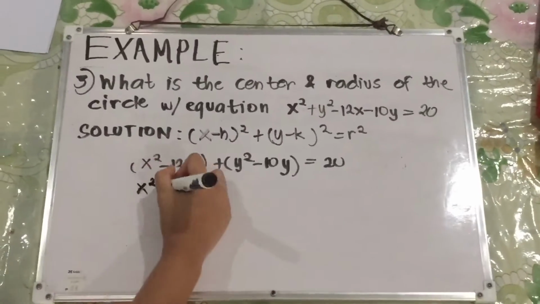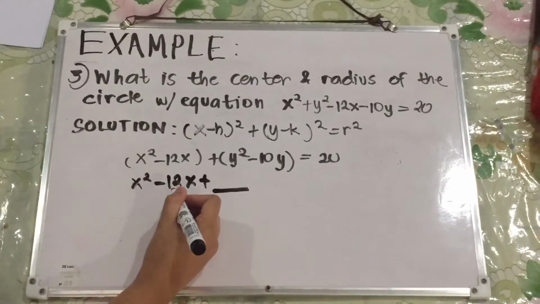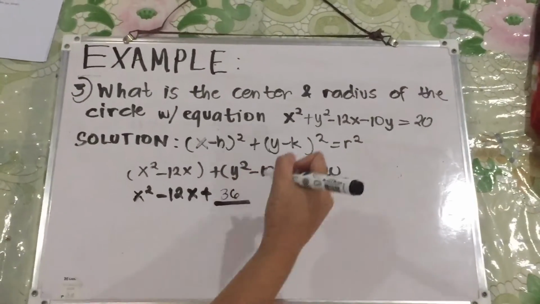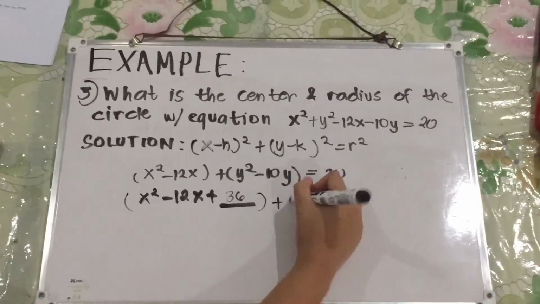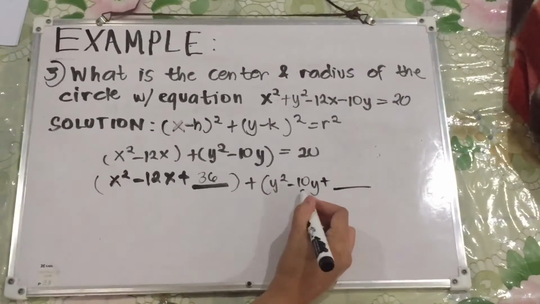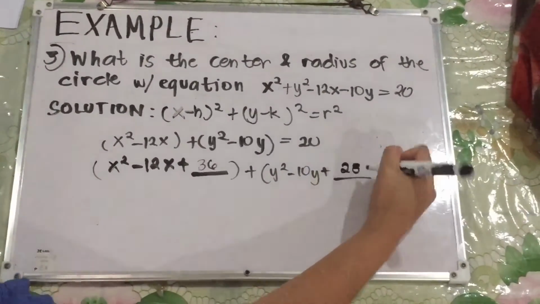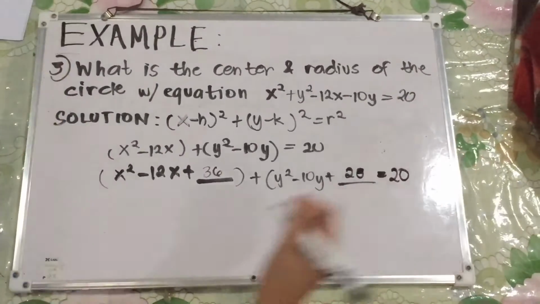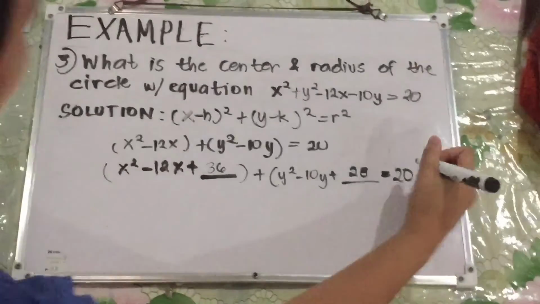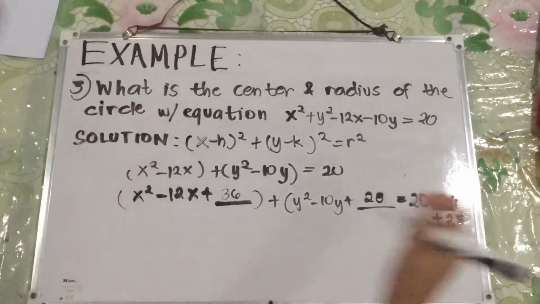So x² - 12x plus, the half of 12 is 6, so 6 times 6 is 36, plus y² - 10y plus, again, half of 10 is 5, so 5 times 5 is 25. And that is equal to 20. What we add on the left side we need to add again on the right side. So 20 plus 36 plus 25.